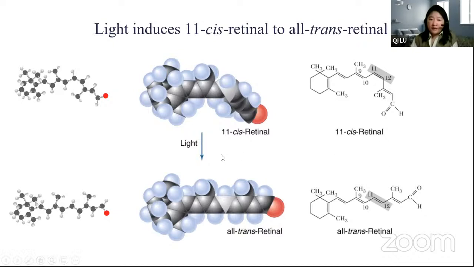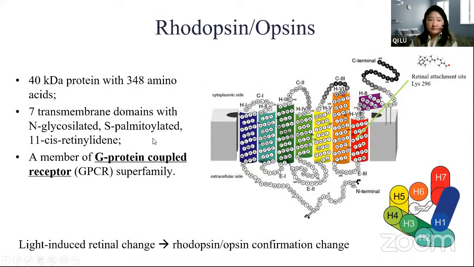After being captured by a photon, the 11-cis retinol will automatically undergo a conformation change to all-trans retinol, and all-trans retinol will dissociate from the opsin, then be recycled by the RPE. The rhodopsin molecule is a 40 kDa protein with 348 amino acids. It has 7 transmembrane domains and many glycosylation sites, and is classified as a G protein coupled receptor.